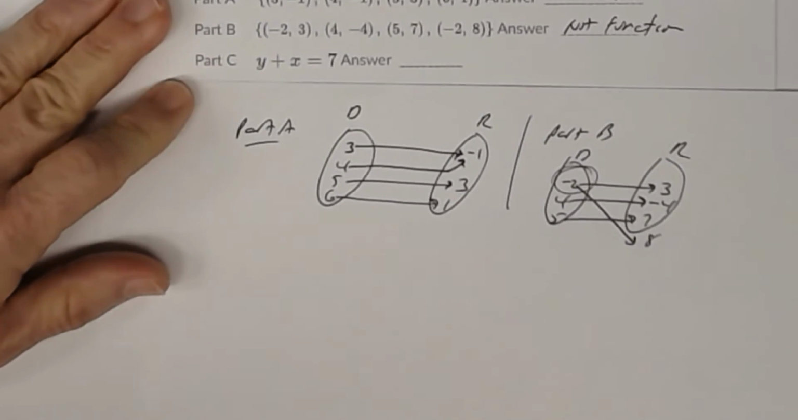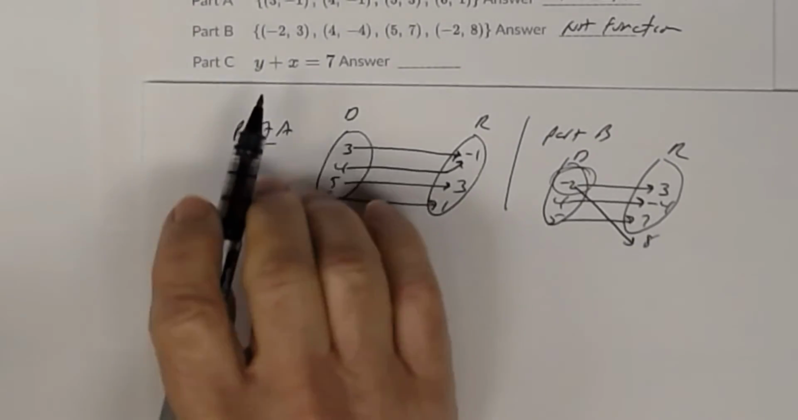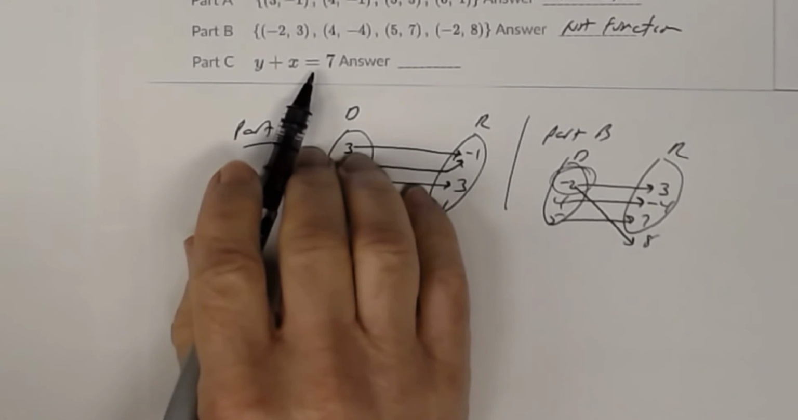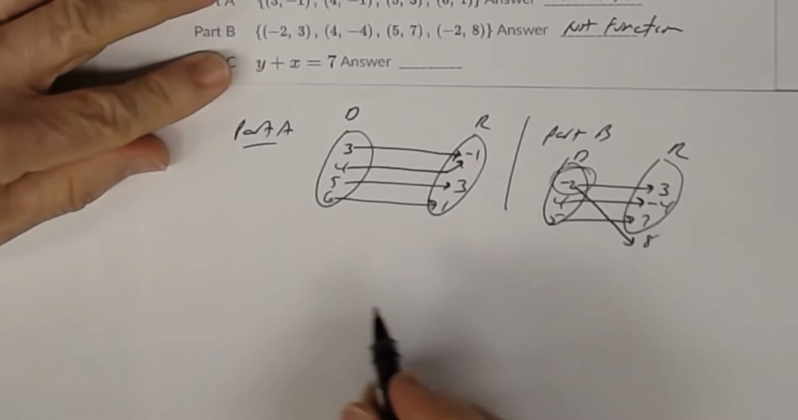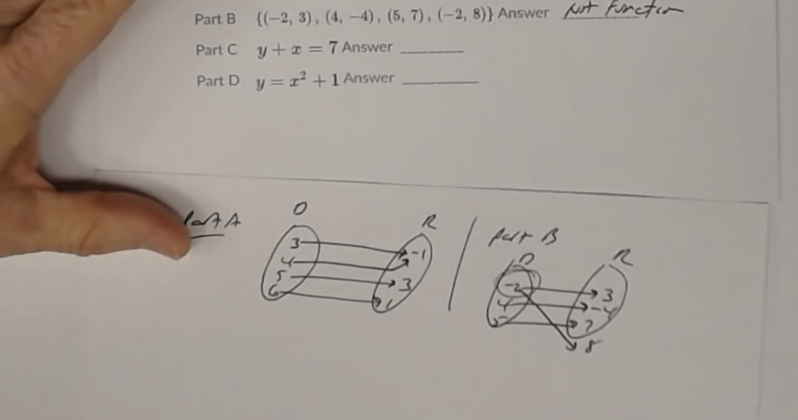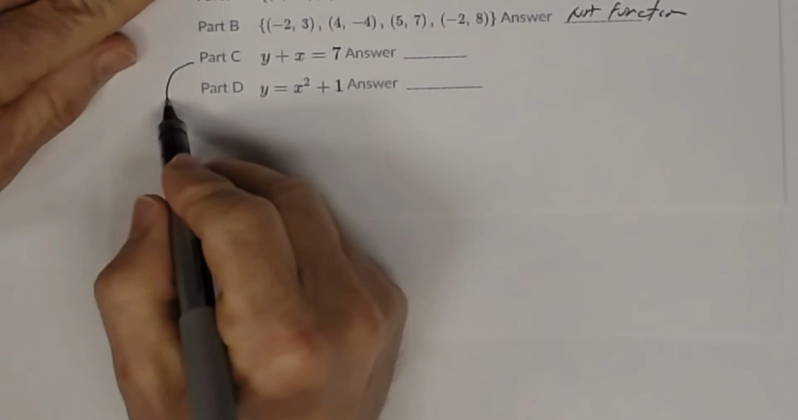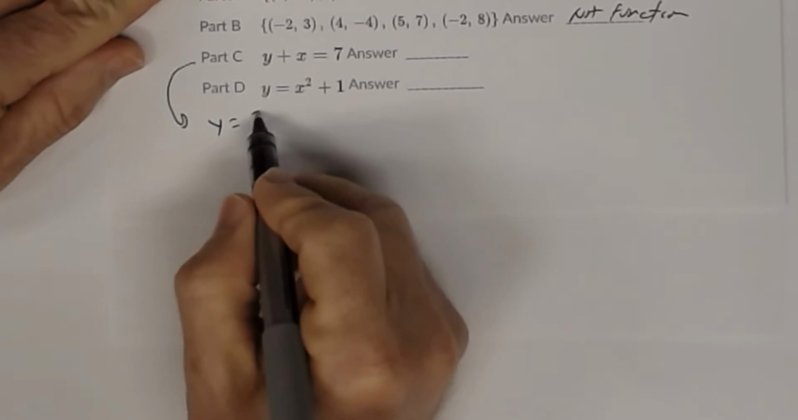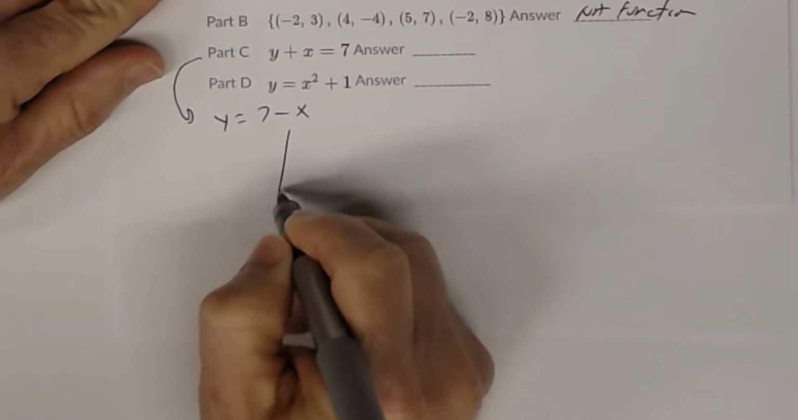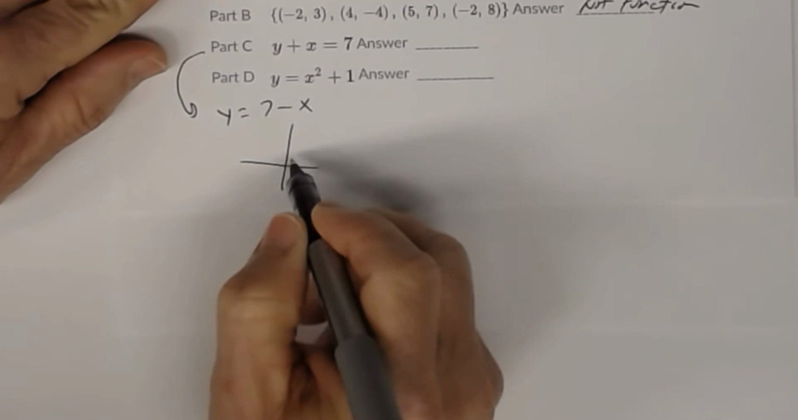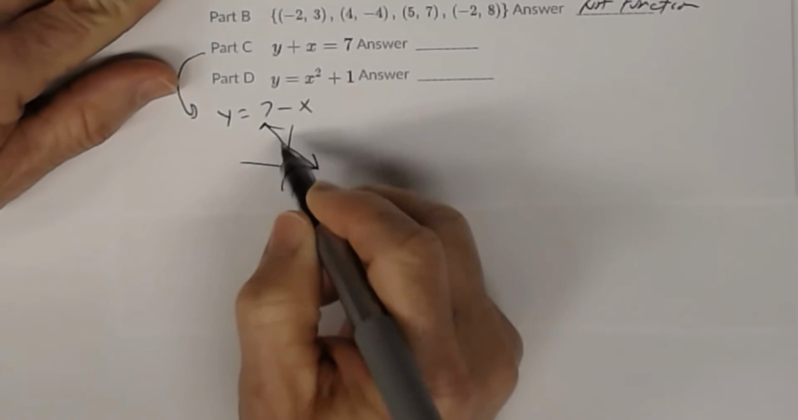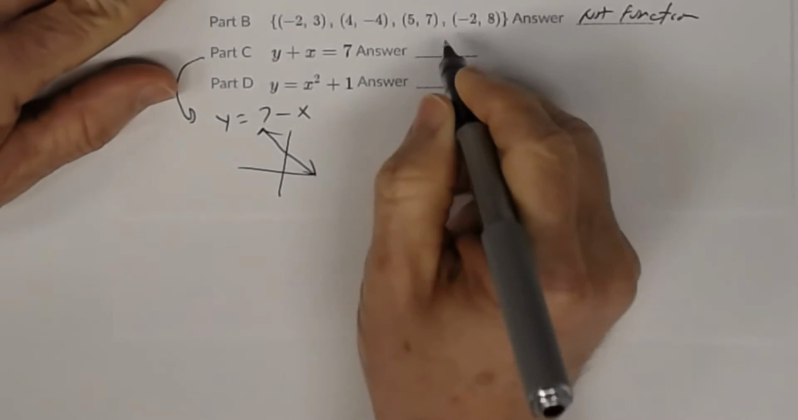Now notice in part C, you had to recognize that y plus x equals 7 is a line. That's a line. And if you were to get y by itself in part C, you get y equals 7 minus x. So the slope here is negative 1. So basically you get a line that looks something like this. So that's a function. It passes the vertical line test. So that's a function.